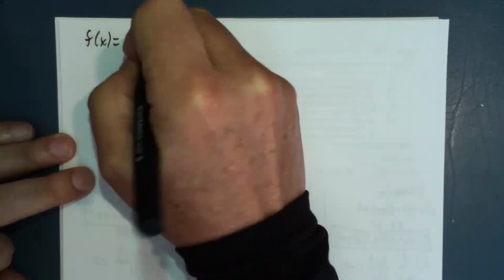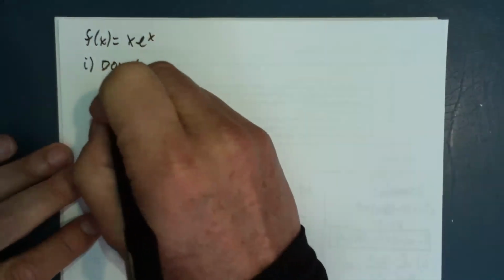F of x equals x e to the x. All right. So let's start at the beginning. We'll start with the domain. Now, in this case, we have no limits. We're not dividing by 0 anywhere. We're not taking the square root of a negative anywhere. We're not potentially taking the logarithm of a non-positive number. So the domain in this case is very simple. This is just negative infinity to infinity, all real numbers.